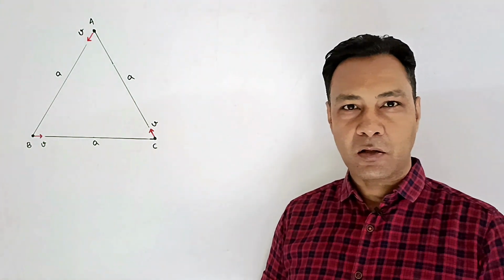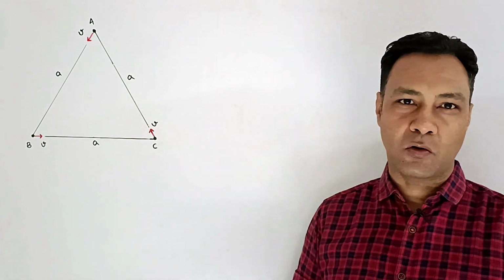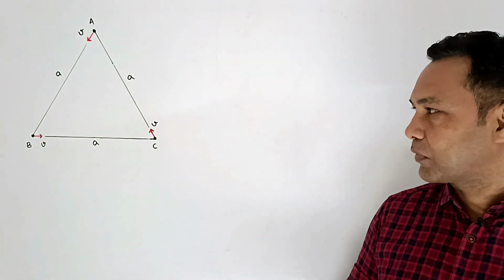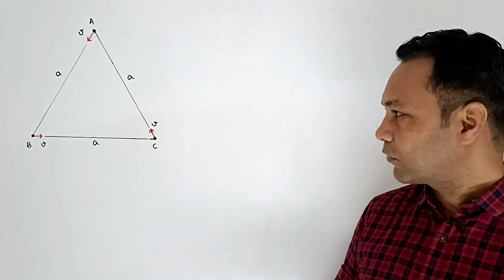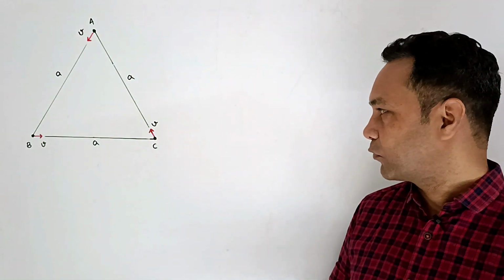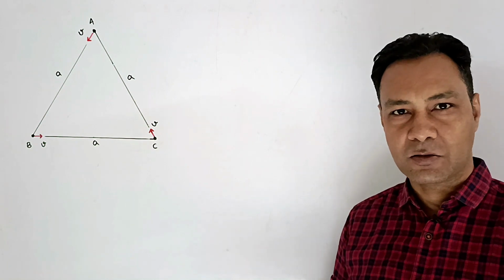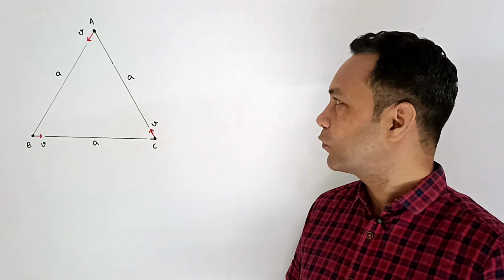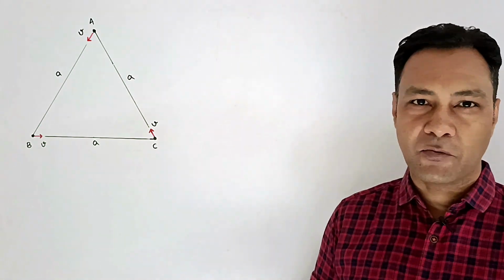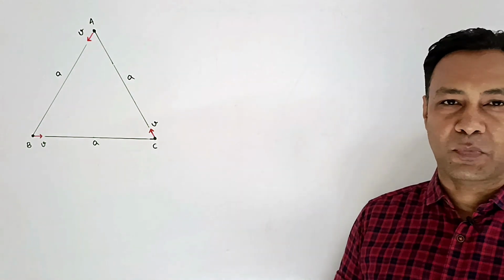It is told to A that you have to chase B always. Your velocity will always be directed towards B, and to B it is told that your velocity will always be directed towards C, and the same thing is told to C, that your velocity will always be directed towards A, and they have to move with the same constant speed v.